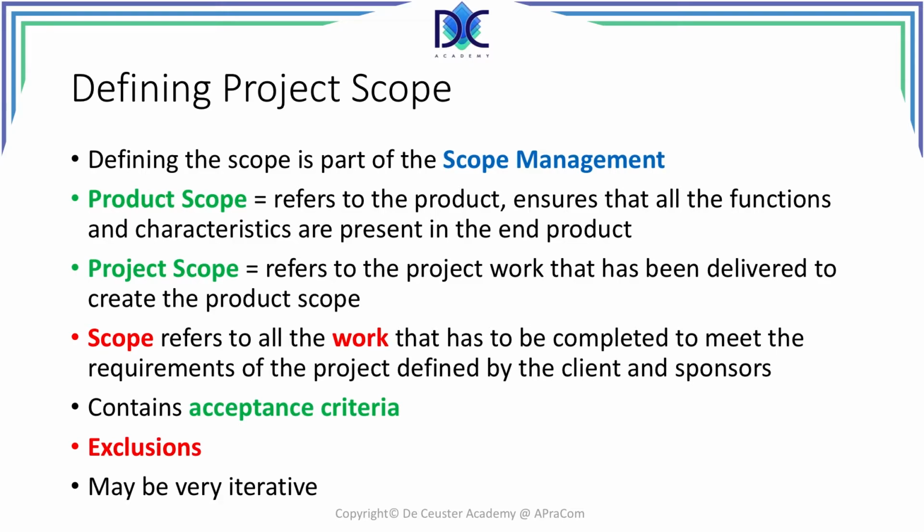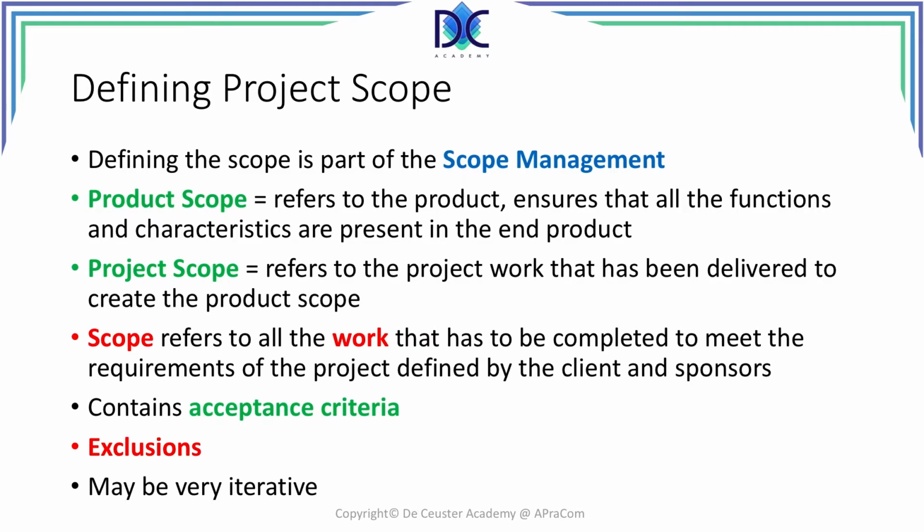The scope is part of the scope management processes that are defined in the PMBOK. We can make a distinction between product scope and project scope. But in general, when we talk about scope, it includes the product and the project scope. The product scope relates to the product itself. What are the functions and characteristics that have to be present in the end product? How will we use the scope, or what scope will we use to get this realized?